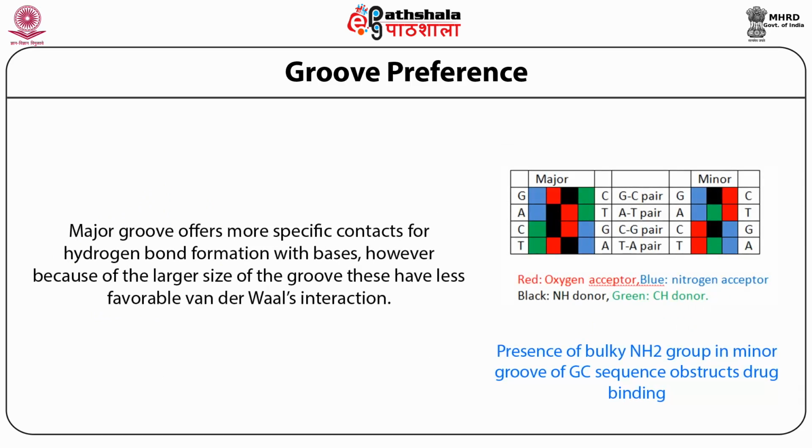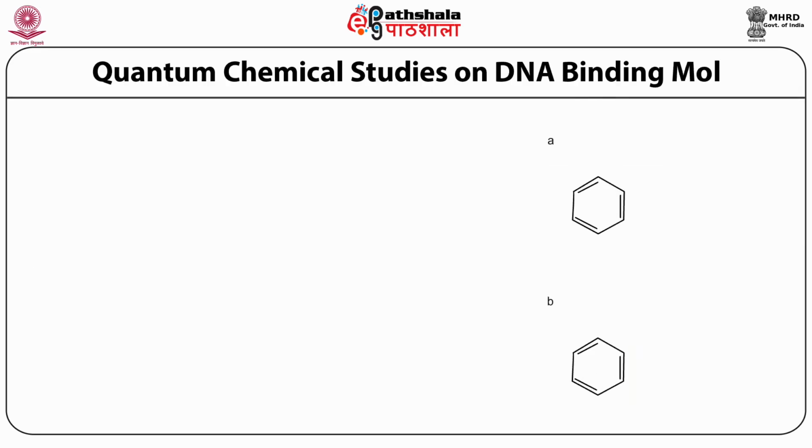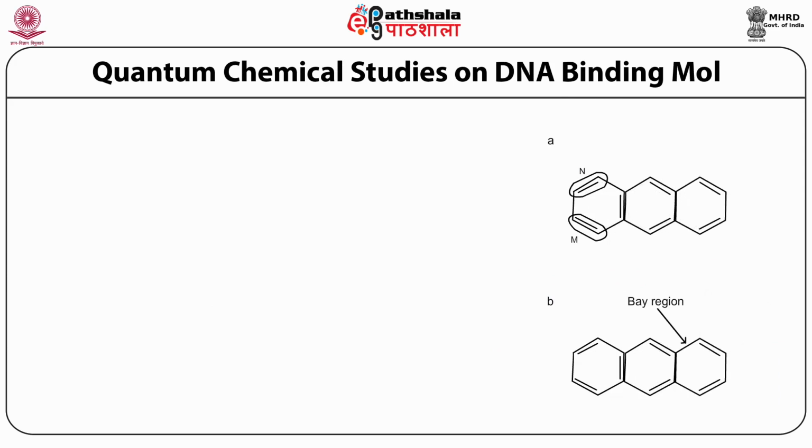How do molecules get groove preference? You can see here, major groove offers more specific contacts. We show here red oxygen acceptor, blue nitrogen acceptor, black NH donor, green CH donor. We show it in the major groove and minor groove for GC, AT, CG and TA sequence. So major groove, as you can see, offers more specific contacts for hydrogen bond formation with bases. However, because of the larger size of the major groove, these have less favorable van der Waals interaction. Presence of bulky amino NH2 group in the minor groove of GC sequences obstructs DNA binding in minor groove of GC sequence.